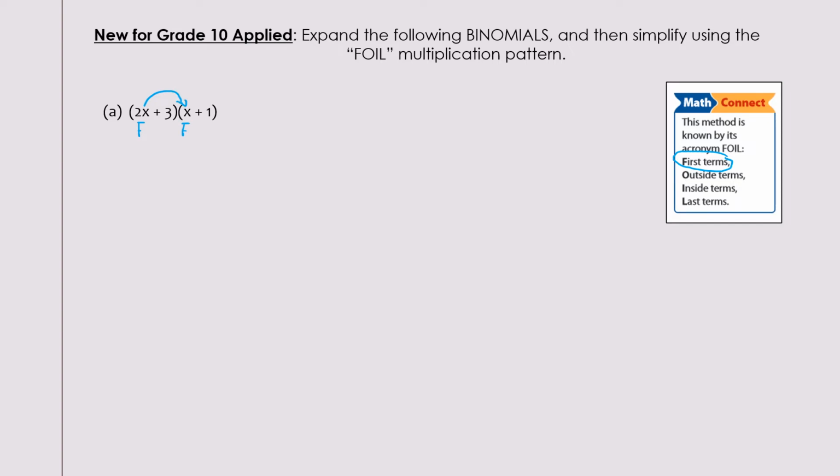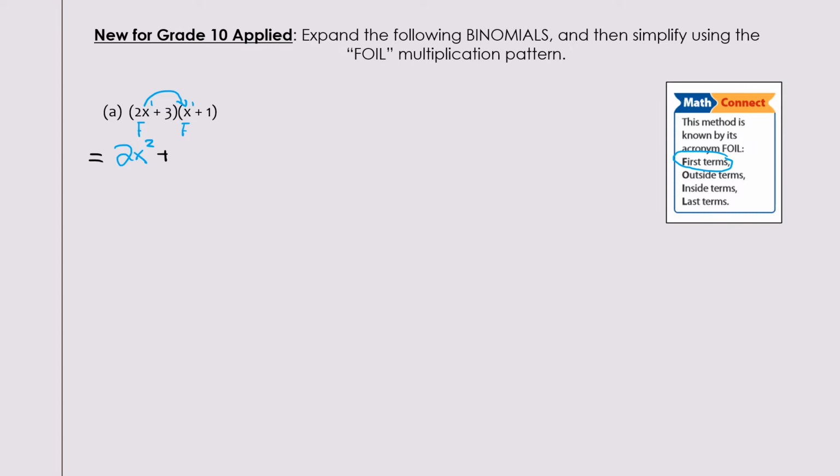Let me use black just to start here. 2x times x is 2x squared. Remember, we add the exponents. That's an invisible 1, and that's an invisible 1. So that's 2x squared.